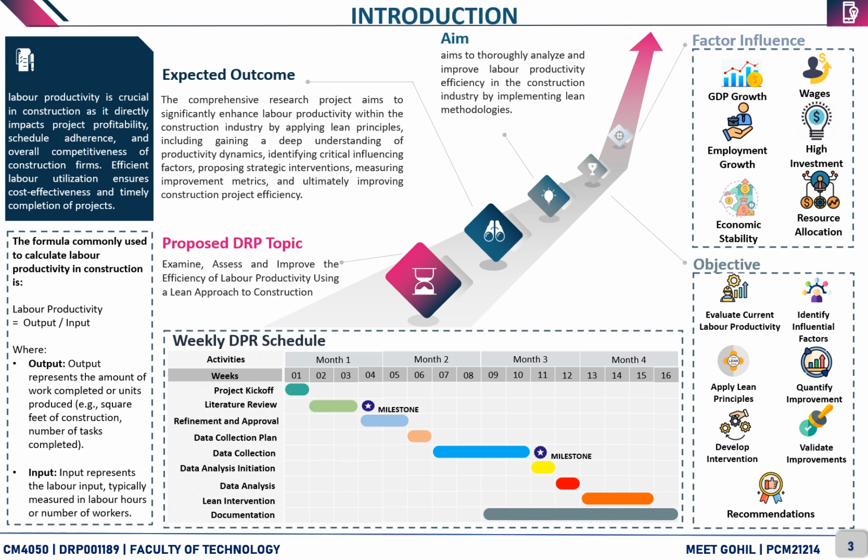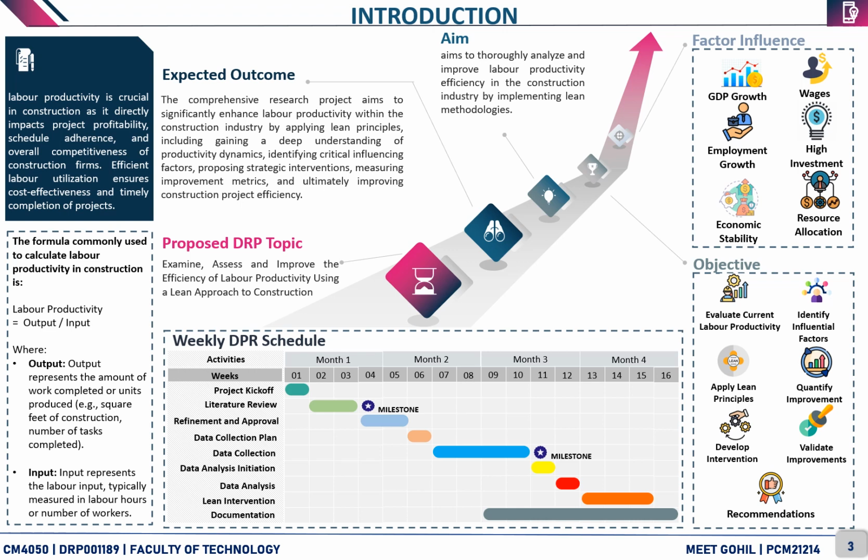The major factors influenced by labor productivity at a wider scale are as follows. The first, GDP growth. Higher labor productivity contributes to economic growth by increasing the output of goods and services per worker. This in turn can lead to higher gross domestic product growth rates for a country.